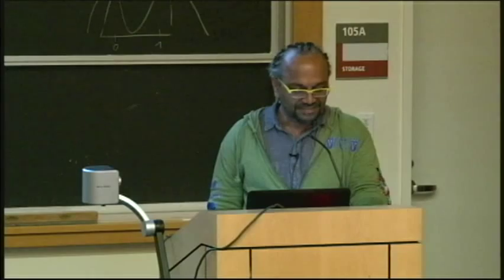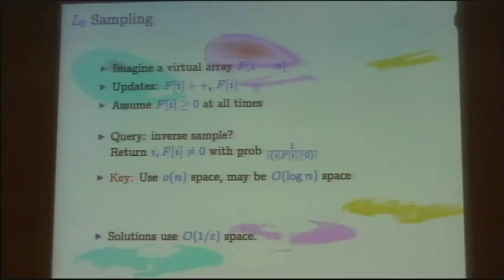I want to talk about one other primitive. And here again, you have a large array f1 through n. And you again see updates of increments and decrements to the items in this array. And again, we're going to assume that there are no negative items, just to begin with. I'm not sure there's a restriction for most of the results I talk about.